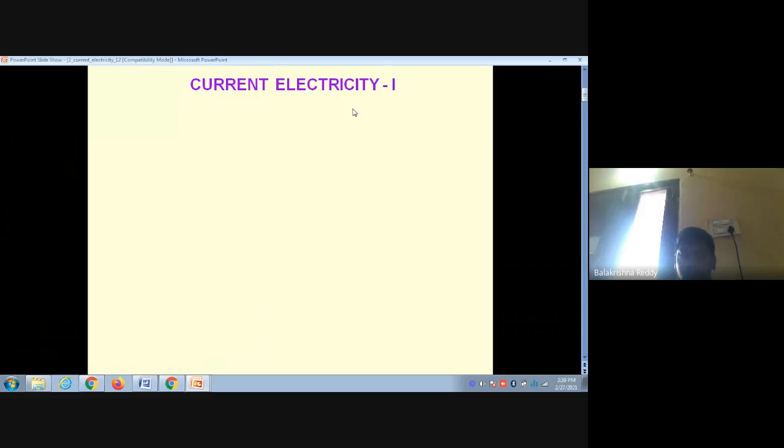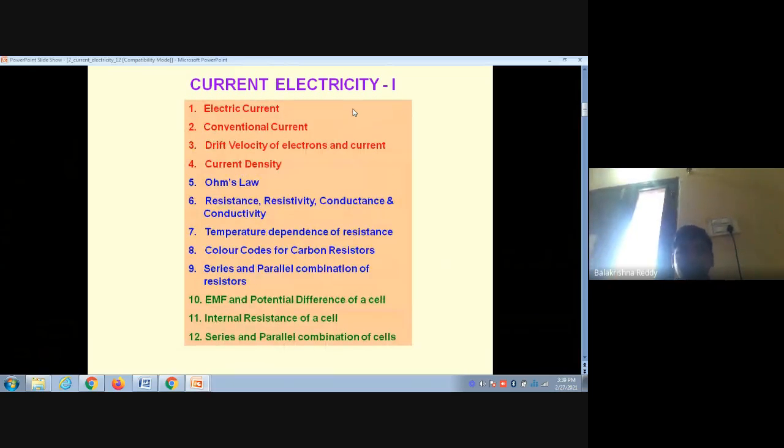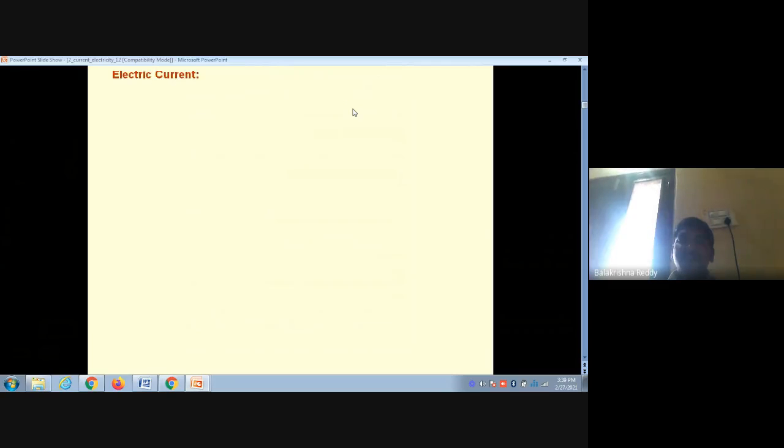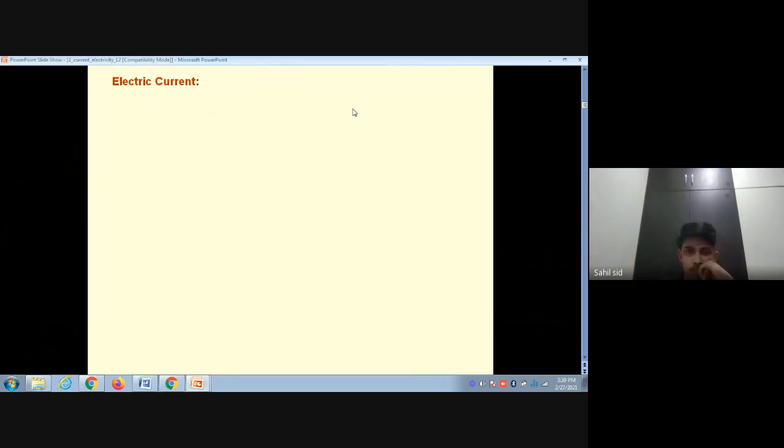Current electricity. In that, the first topics, the four most important topics, begin with electric current. The fourth most important definition is this. We have learned it in our 10th standard, but still people have confusion. What do you mean by electric current? The rate of flow of charge, or flow of electrons through a cross-sectional area of a conductor in unit time, is called electric current.